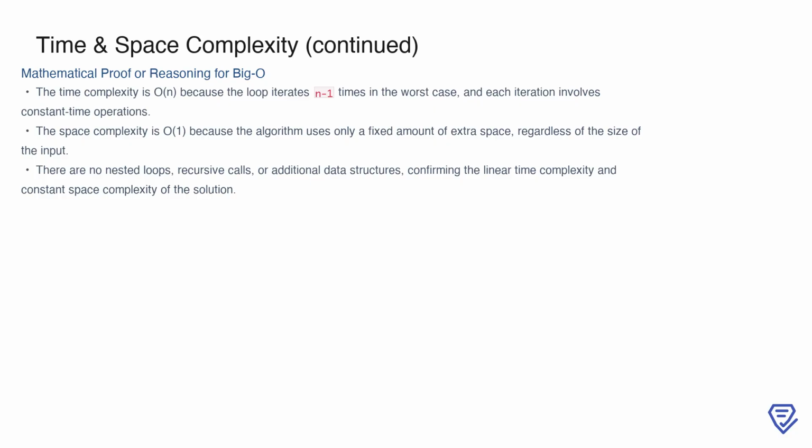For space complexity, the algorithm uses only a fixed amount of extra memory, specifically the variable max_profit, and does not require any additional data structures or allocations. This results in a constant space complexity of O(1). The absence of nested computations and the efficient use of memory confirm that the algorithm achieves linear time complexity and constant space complexity, making it optimal for this problem.